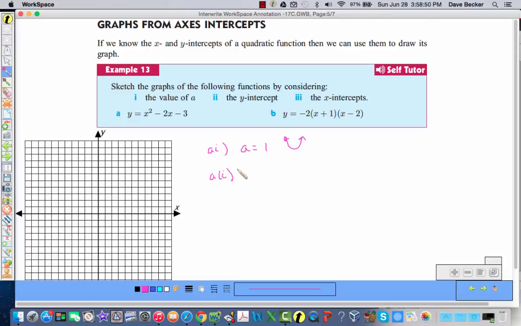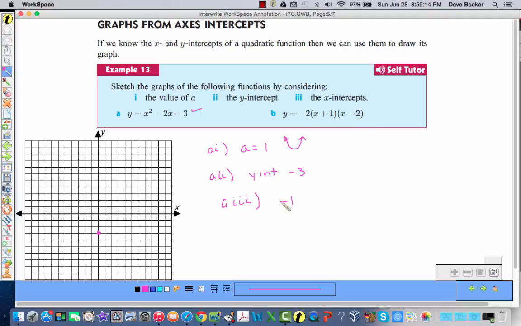The y-intercept is -3. So let's go ahead and plot that. 1, 2, 3, right there. And the x-intercept is going to be, set this equal to 0, so that would be -1.